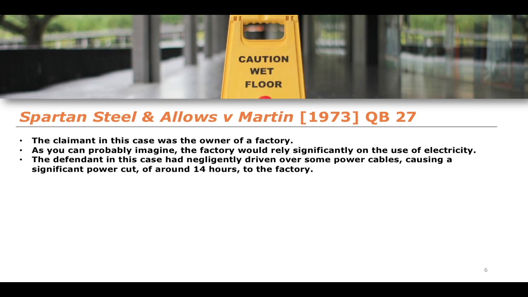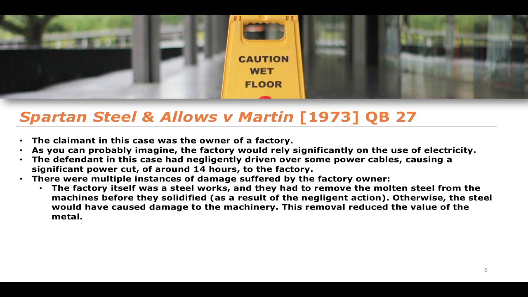Essentially this is a steel factory, and as a result there are multiple instances of damage suffered by the factory owner. Because the factory was a steelworks, and it relies on molten steel and quite hefty industrial equipment, because there was molten steel in some of the machines, they had to remove that molten steel from the machines before it would solidify and be unusable. This all was a result of the negligent action, because there was no electricity to continue the process of creating steel. I don't know how it works, but I'm not a chemist. Otherwise, the steel would have caused damage to the machinery if they hadn't removed it.